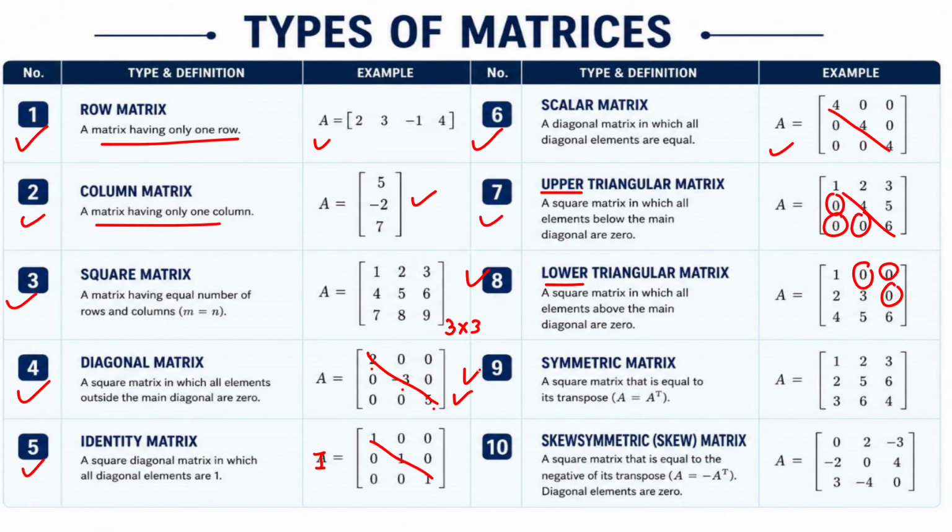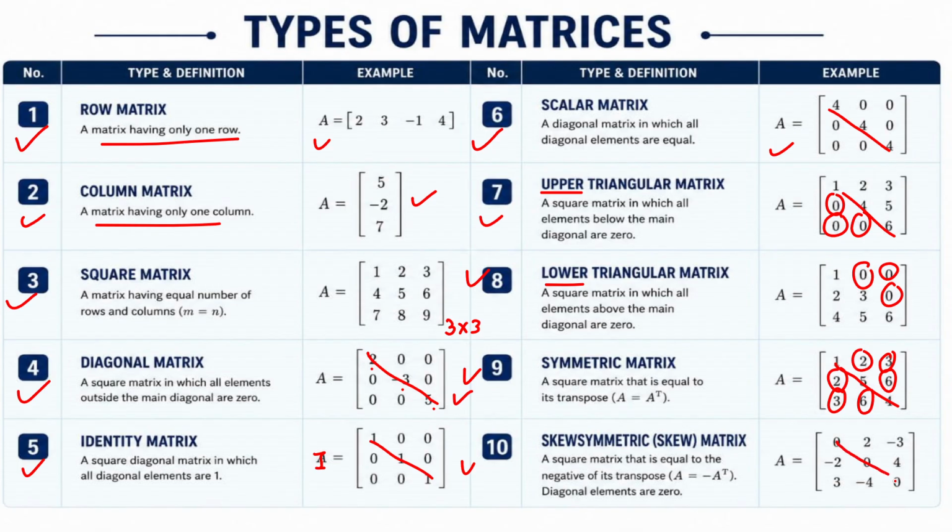Remember this. Type number 9 is the symmetric matrix. A matrix in which the values opposite to the diagonal elements are the same. As you can see here, 2 2, 3 3, 6 6, the values opposite to the diagonal elements will be the same. It's called a symmetric matrix. And the last type is the skew symmetric matrix.